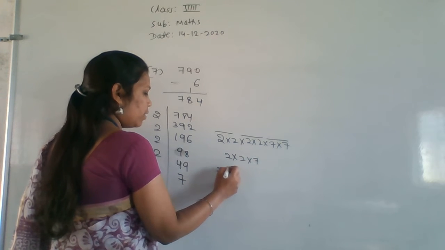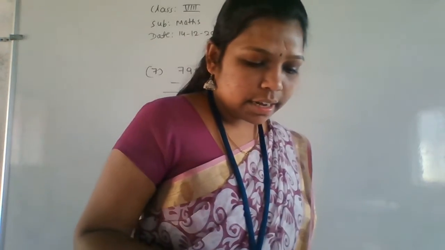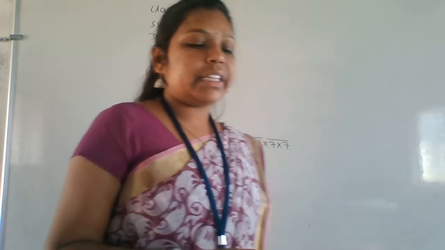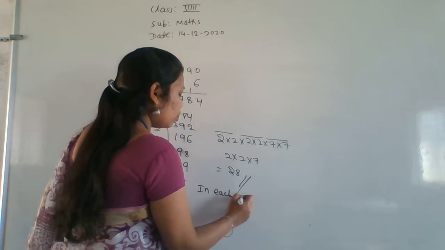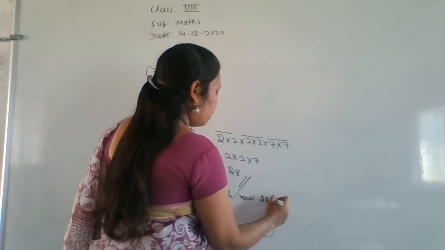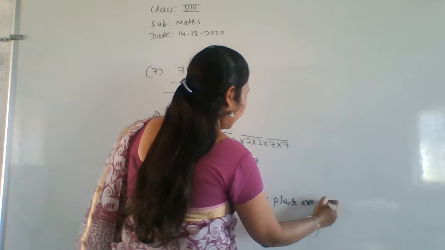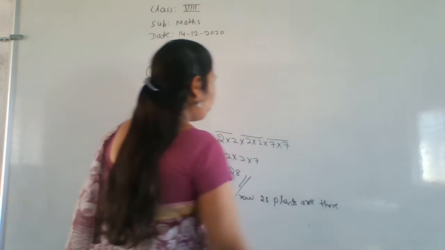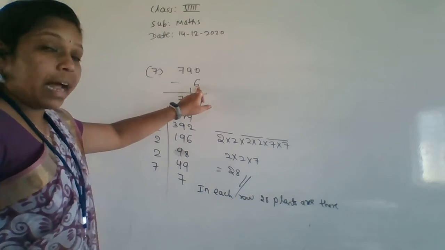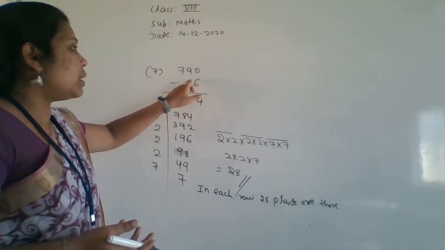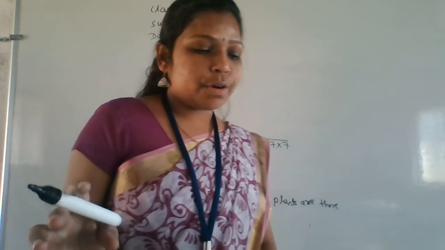That is equal to 4, 4 7s are 28. So what did they ask here? How many plants were there in each row? In each row, 28 plants are there. Why? Because see here, you have to do 790 minus 6, because 6 plants are left over. That's why we have to subtract 6 first. Okay. So next, go for the 8th problem.